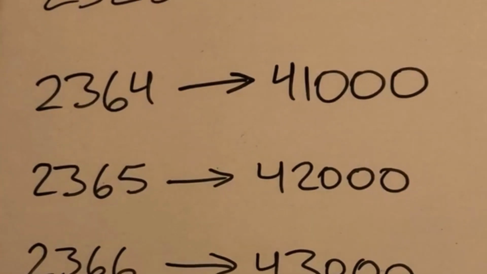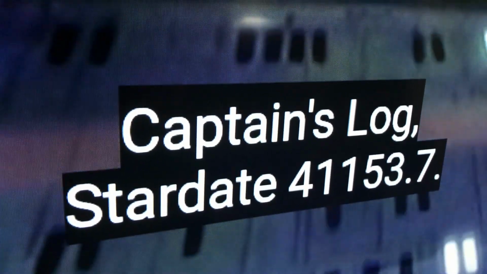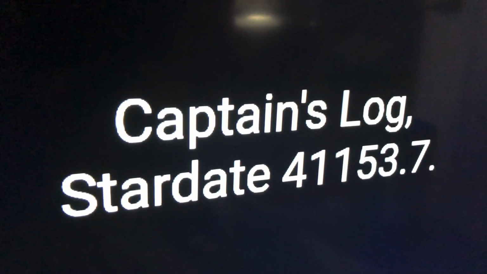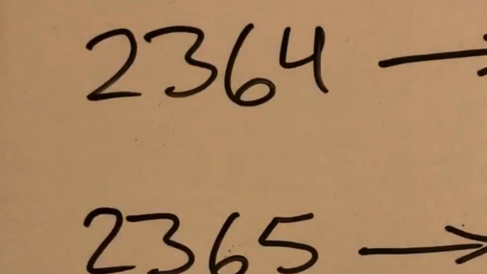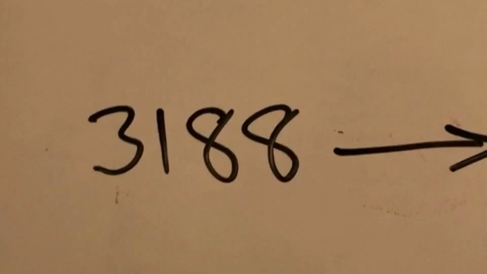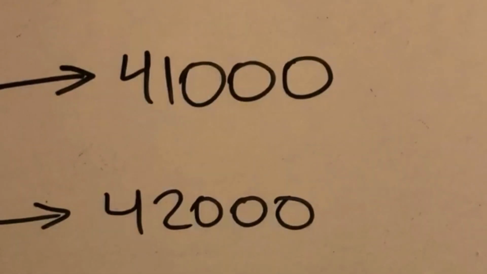This has been well established in Star Trek lore ever since Star Trek: The Next Generation. Season 1 of Next Generation, the stardates were the 41,000s. "Captain's log, Stardate 41153.7." Season 2, 42,000s. Season 3, 43,000s. So it goes up by 1,000 every year. And we know what years they take place in, so you can go forward to the year 3188 as Star Trek: Discovery did. Stardate 865211.3. And they actually do keep it pretty consistent with what came before.